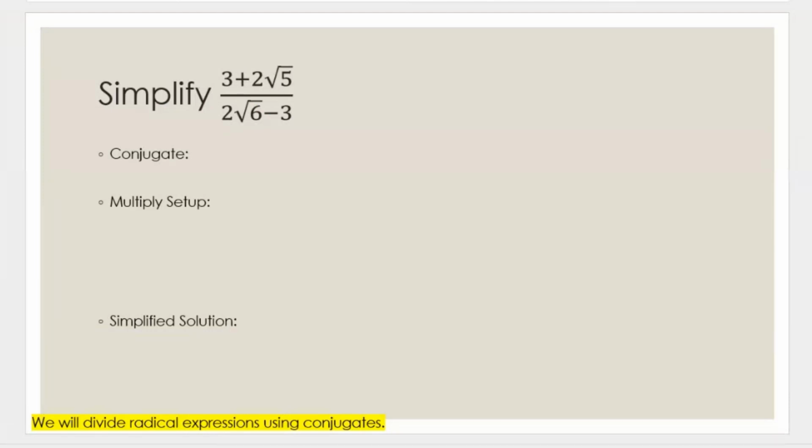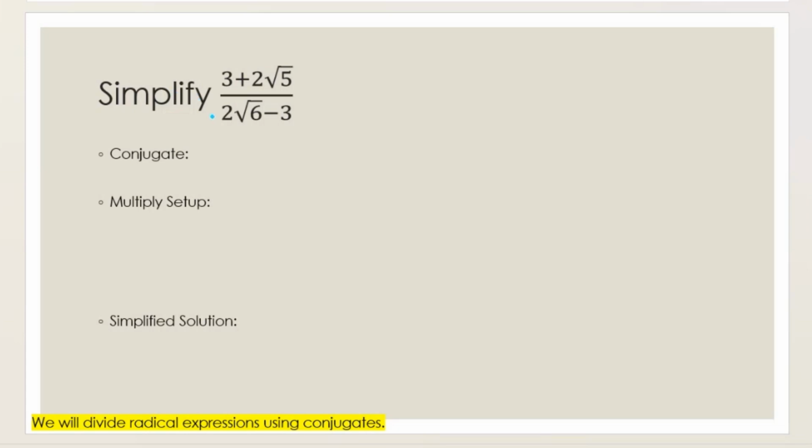In this video, we're going to go over how to simplify a fraction or a division problem when there are radicals in the numerator and denominator. This one might look a little trickier simply because I have that radical expression in the denominator and one in the numerator. But it's all about the process.